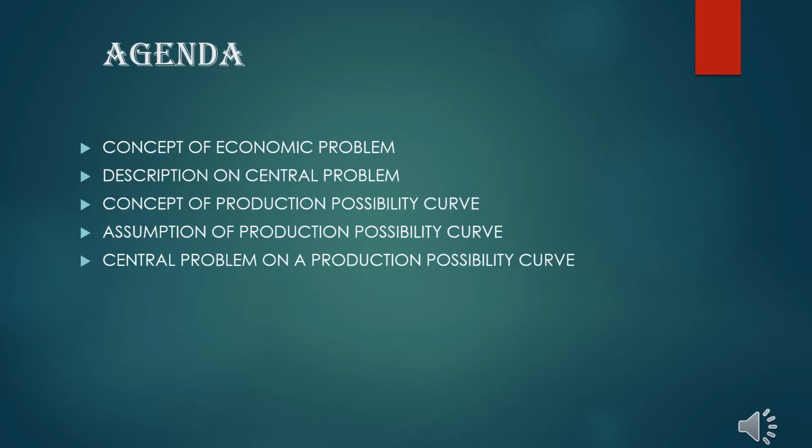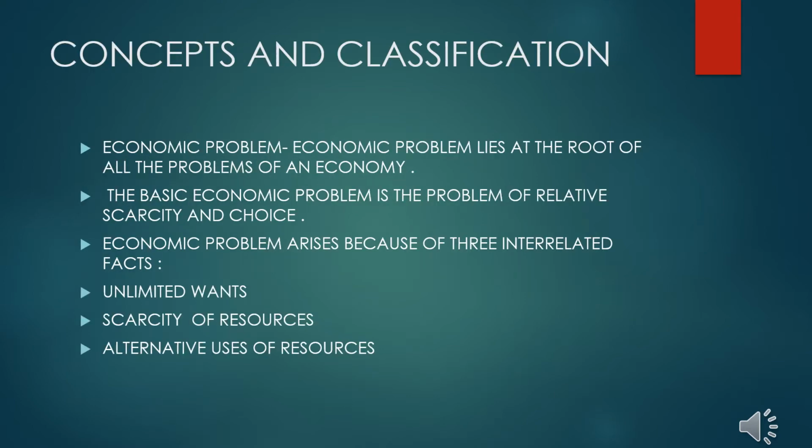The agenda is as follows. The agenda which we are about to learn in this chapter are the concept of economic problem, a description of the central problems faced, the assumptions of the production possibility curve, and the central problems on the production possibility curve. Now let us follow the concept and the classification.